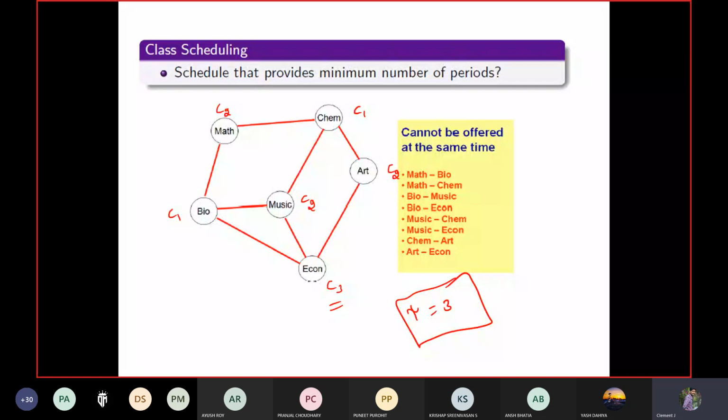Have you understood the chromatic number concept? Is it clear? Yes, sir. Okay, fine. Can you quickly try to say the answer for this graph, the chi answer? C3, sir. Okay, 3. Let us check.